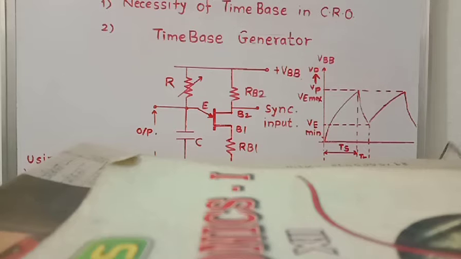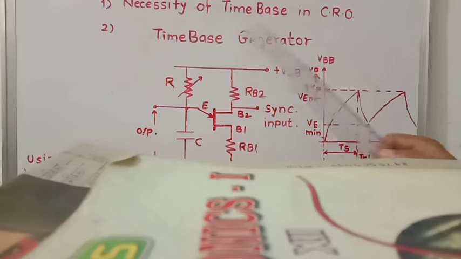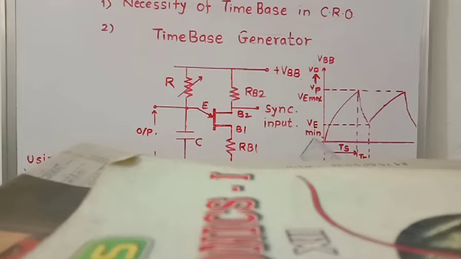Okay, now we will study the working of this time-based generator. In the time-based generator circuit, a unijunction transistor is used. This is a unijunction transistor. This transistor has only one PN junction and two bases, base 1 and base 2, and an emitter. So it is also called a double base diode.